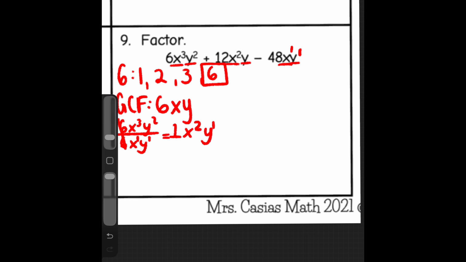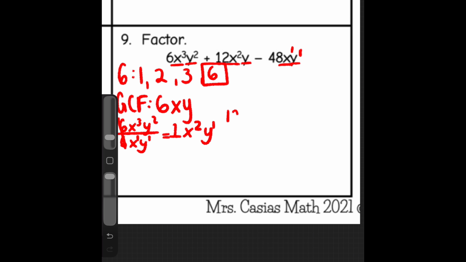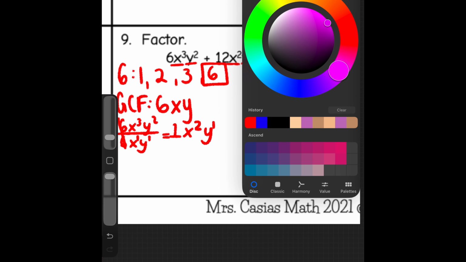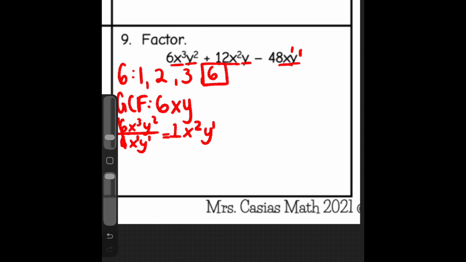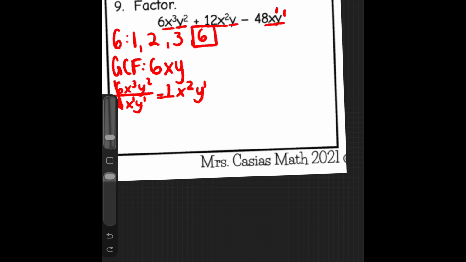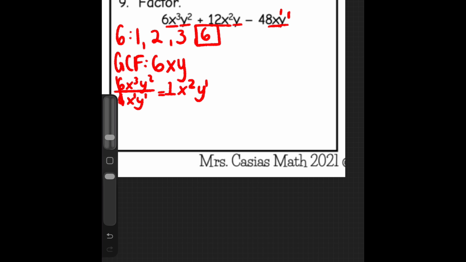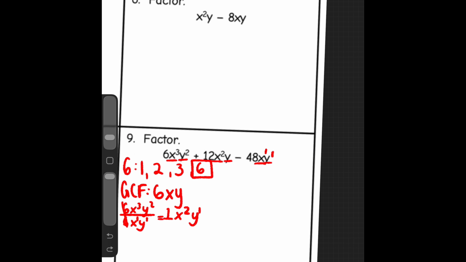Same thing with 12x to the second y. Here, for simplicity's sake, I'm going to change to a different color. Let's do fuchsia or pink or whatever. Oh my gosh, what's happening? Sorry, malfunction. Major malfunction, guys. What the heck?